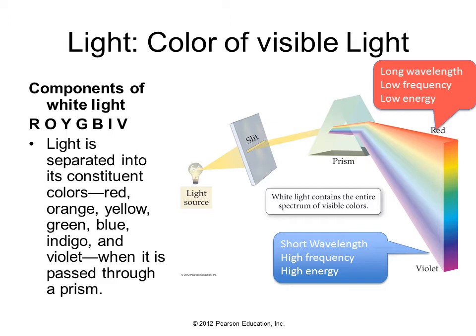Visible light can be passed through a prism, and it will be broken down into the spectrum of the colors red, orange, yellow, green, blue, indigo, violet, ROY G. BIV. And we associate short wavelength, high energy with violet, and long wavelength, lower energy with red. So it's important: red, long wavelength, low frequency, low energy. Violet, short wavelength, high frequency, high energy.